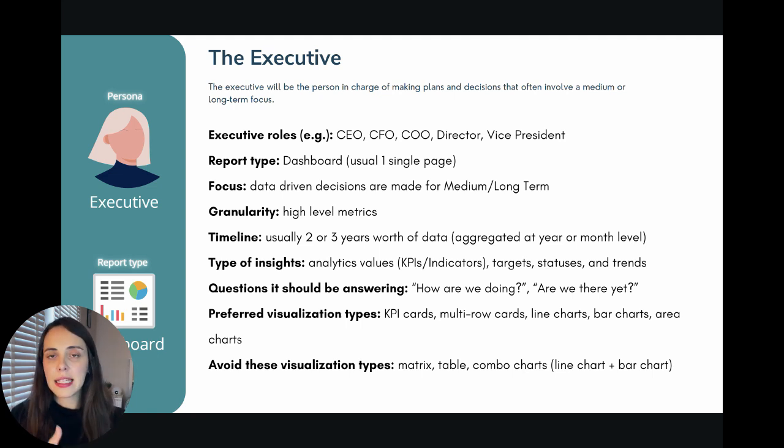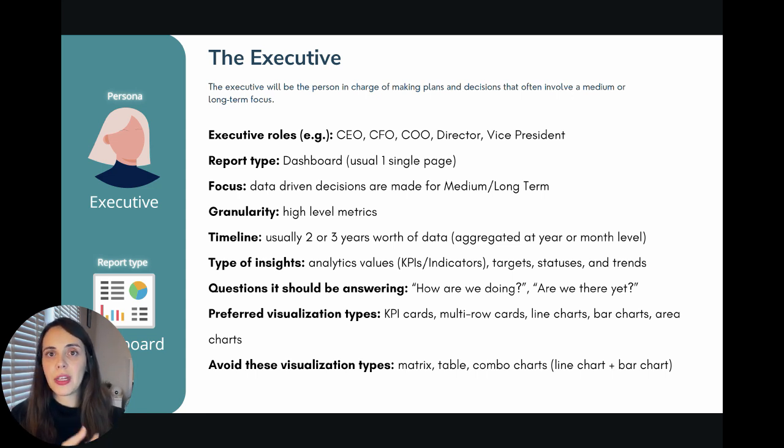The type of insights that they will want to look at and consume are indicators like actual versus targets, status of the business processes, KPIs, and trends over time. Your report should be answering high-level questions like how are we doing or are we there yet?